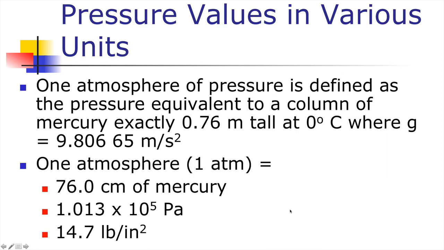So pressure values: atmospheric pressure, as mentioned earlier, is approximately 100,000 pascals, but that can also be considered as 76 centimeters of mercury.